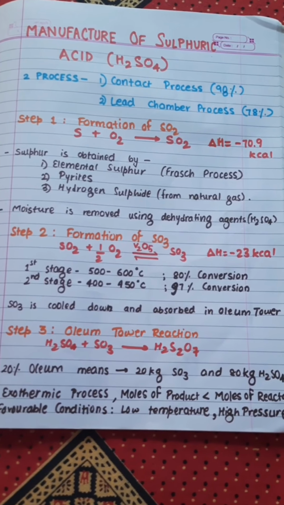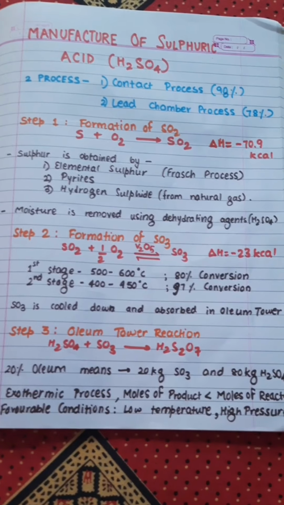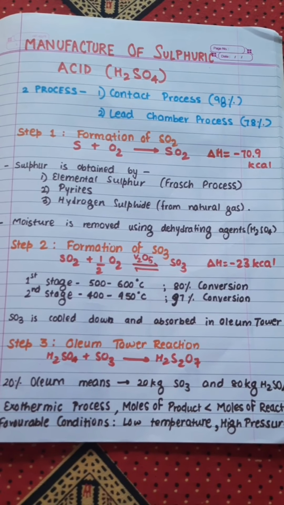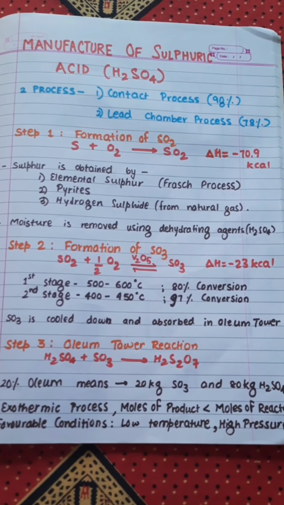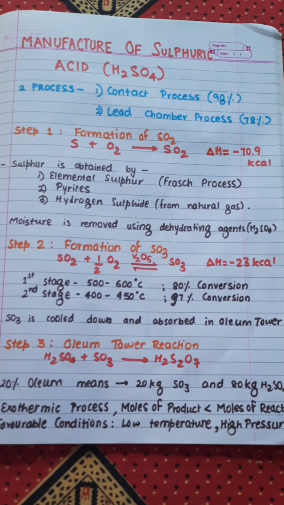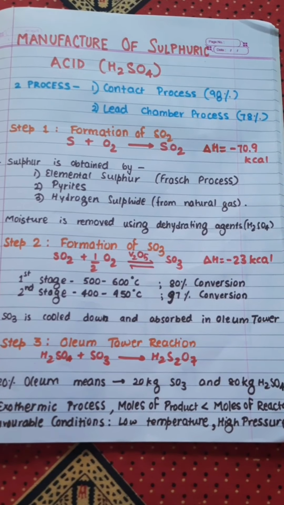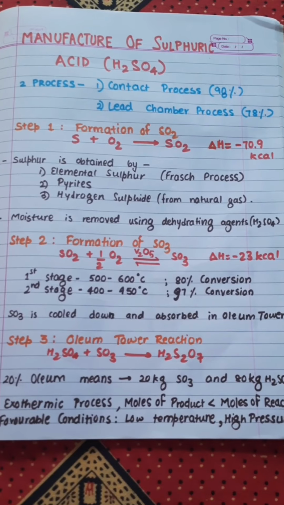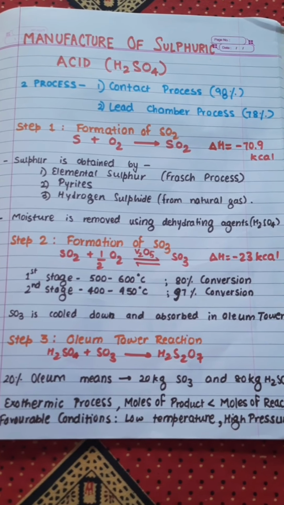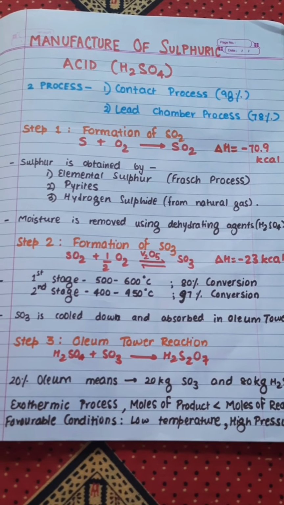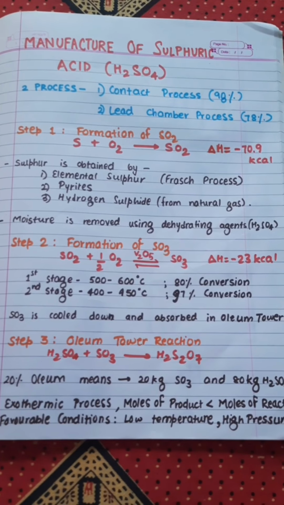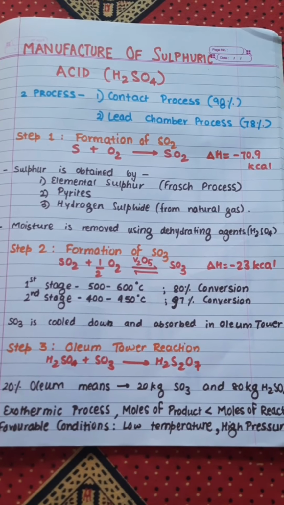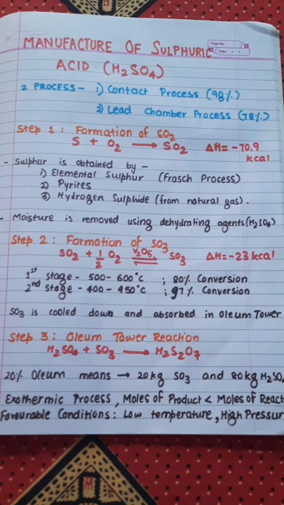And the third is using hydrogen sulfide, which is obtained from natural gas industries and other industries such as zinc and copper. It is obtained as a byproduct and is used for the manufacture of SO2. The oxygen is dried and all the moisture is removed using a dehydrating agent such as H2SO4. It is done to avoid corrosion and to maintain a long life of the industrial equipment.